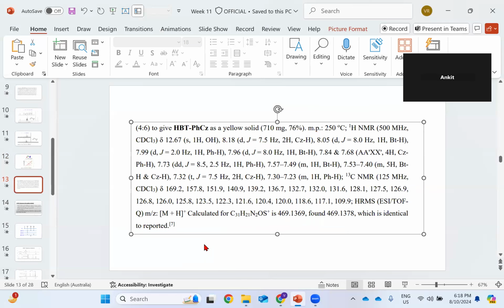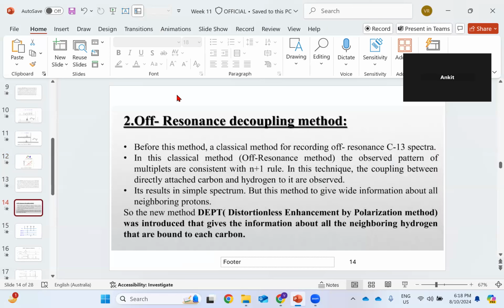Moving to the next part, I would like to show another type of spectra, the DEPT type of experiment, right? We take the carbon NMR spectra to see whether a carbon is part of a CH3 group, CH2, CH, or is a quaternary carbon. To distinguish that type of carbon, we use the DEPT experiment. DEPT stands for distortionless enhancement by polarization transfer, and it gives information about the hydrogens bound to the carbon.